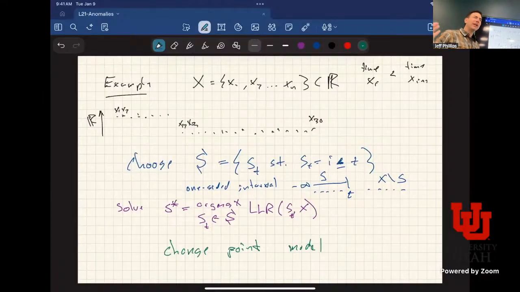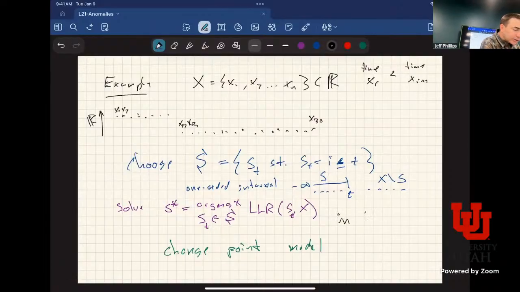I could define it as a different sort of subset. It could be a subset interval that occurred in the middle. That will be harder, because now I need to choose two values. But the nice thing about the change point example is I can usually solve this one very efficiently. I can find the optimal subset basically by scanning it. So now I can usually solve it in O of n time.